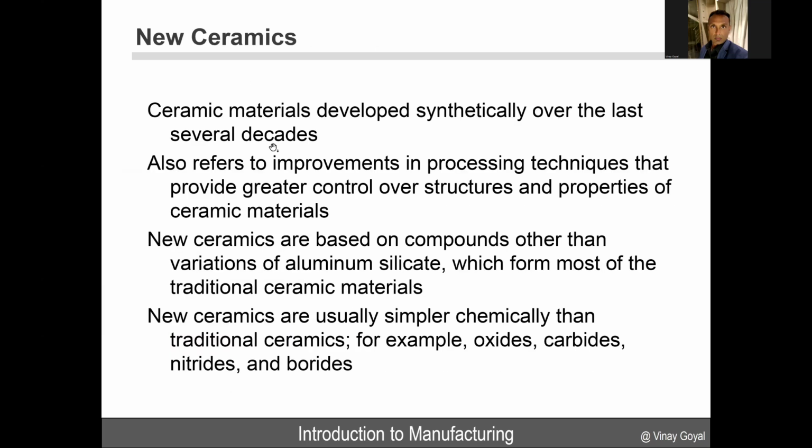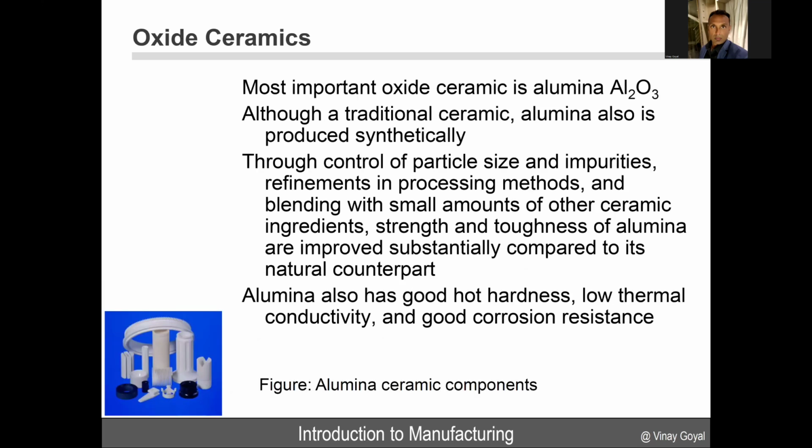So, moving to new ceramics. Ceramic materials have been developed synthetically over the last several decades, with improvements in process techniques and greater control of the properties you get. New ceramics are based on compounds other than variations of aluminum silicate, which form most of the traditional ceramic materials. New ceramics are usually simpler chemically than traditional ceramics: oxides, carbides, nitrides, borides. Looking at oxide ceramics, alumina is one of the most important ceramics used. Although it's a traditional ceramic, alumina is also produced synthetically in this case.